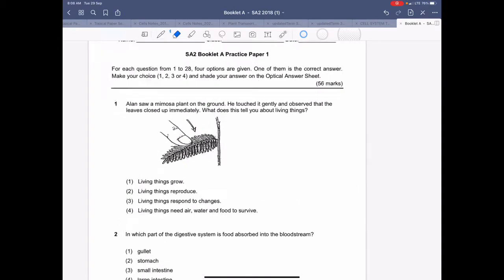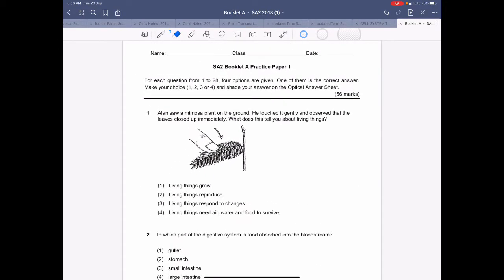Okay, let's start. So today we'll be going through your 2018 paper. Just in case you all don't know, this is the past year paper for 2018. So make sure you write this down, so whenever I refer to the year of the paper, you know which paper I'm talking about.